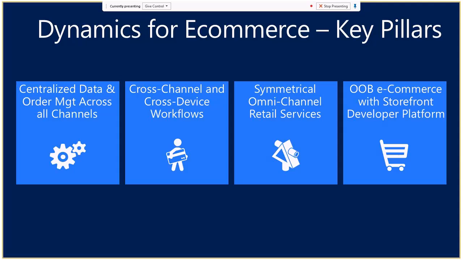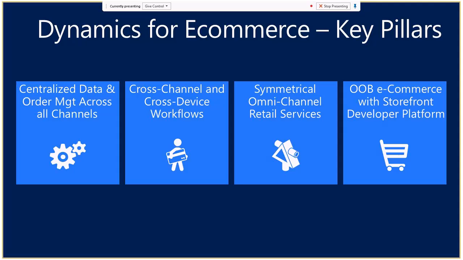Dynamics for e-commerce was released in R2, and the key pillars on which this was based are exactly the same between R2 and R3. But we will go through this a little bit so that people who are new to the system can understand what the key pillars are. The first one is about centralized data and order management across all channels.